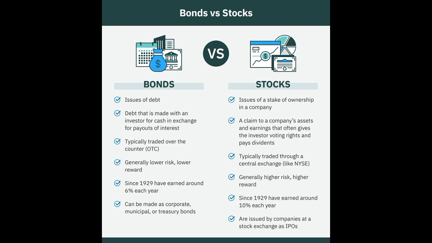Bonds are also typically traded over the counter or OTC, while stocks are typically traded through a central exchange like the NYSE. Bonds are generally lower risk and lower reward, while stocks are generally higher risk and higher reward. Since 1929, bonds have earned around 6% each year, while stocks have earned around 10% each year. Bonds can be made as corporate, municipal, or treasury bonds, while stocks are issued by companies at the stock exchange and IPOs.